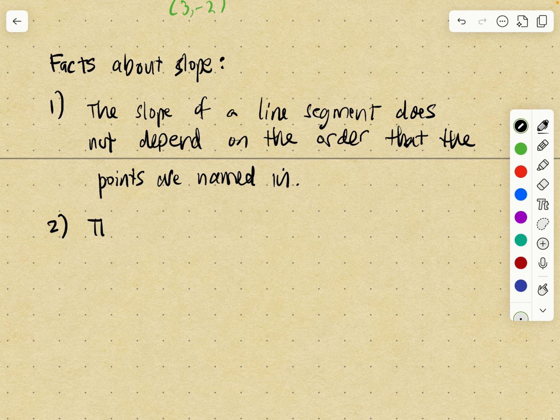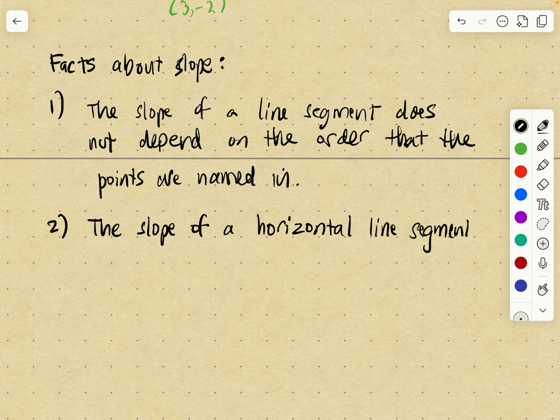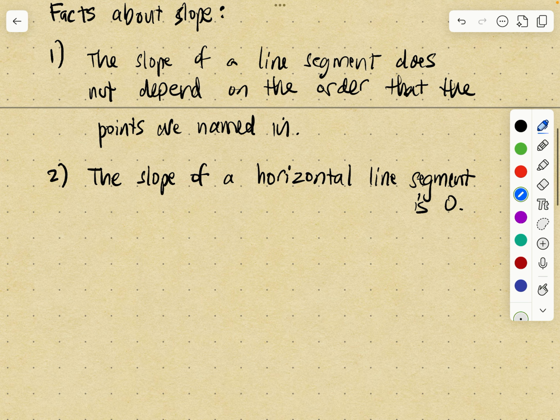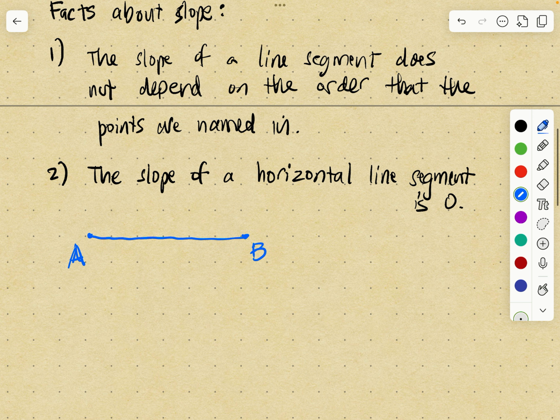The slope of a horizontal line segment is 0. Now why is that? So let's say I have a horizontal line segment like this. And let's say this one's A and that one's B. Usually A will be the one on the left, my x1, y1, and then B will be the one on the right. As we just saw, it doesn't matter which one you pick, so you might as well make x1, y1 the one on the left.